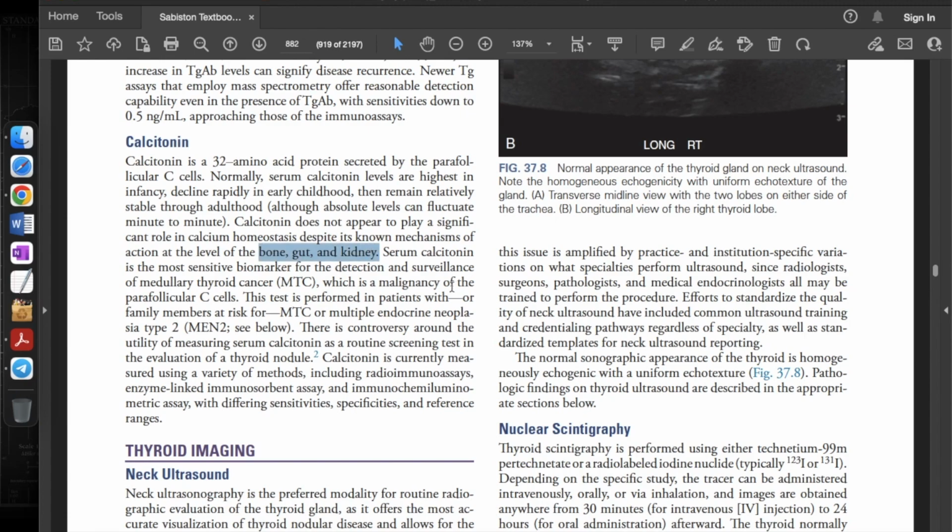The serum calcitonin is the most sensitive biomarker for the detection and surveillance of medullary carcinoma of thyroid, which is a malignancy of parafollicular C cells. This test is performed in patients with or family members at risk of medullary thyroid carcinoma or multiple endocrine neoplasia type 2. There is a controversy around the utility of measuring serum calcitonin as a routine screening test in the evaluation of a thyroid nodule. Calcitonin is currently measured using a variety of methods including radioimmunoassays, enzyme-linked immunosorbent assay, and immunochemiluminometric assay with differing sensitivities, specificities, and reference ranges.